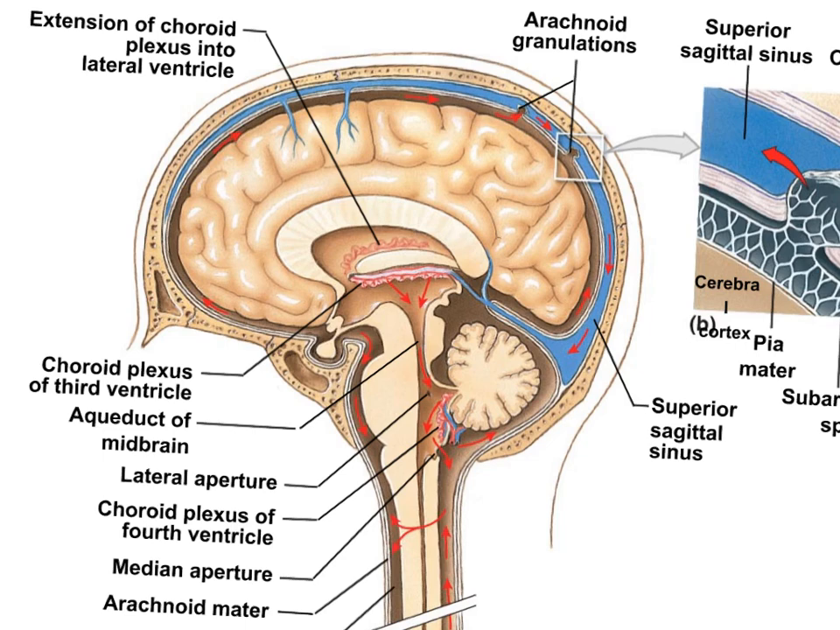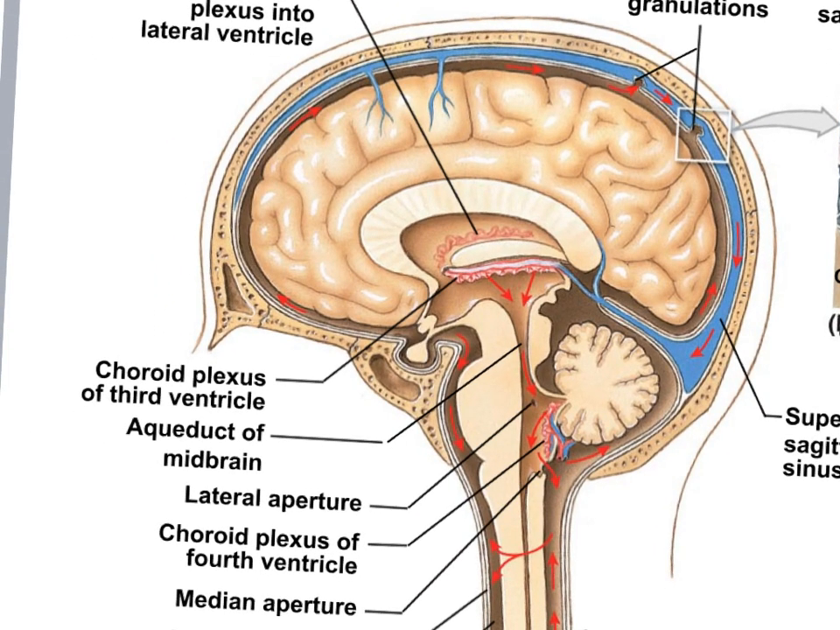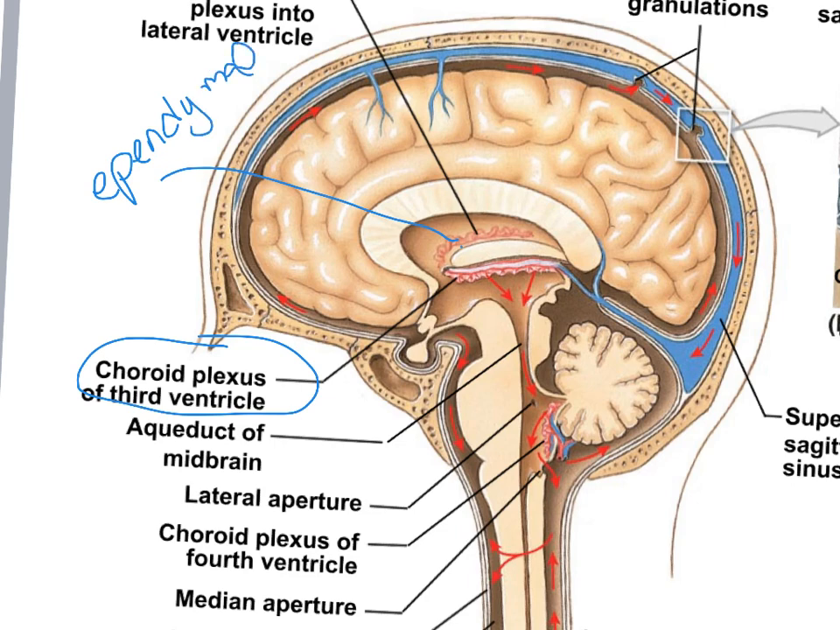So if we look inside this third ventricle, right in here, this is the third ventricle surrounding the diencephalon. There's a structure in there that's called the choroid plexus. So here we see the choroid plexus of the third ventricle. And in that choroid plexus are a lot of cells that are called ependymal cells. And ependymal cells are the cells that produce cerebrospinal fluid.